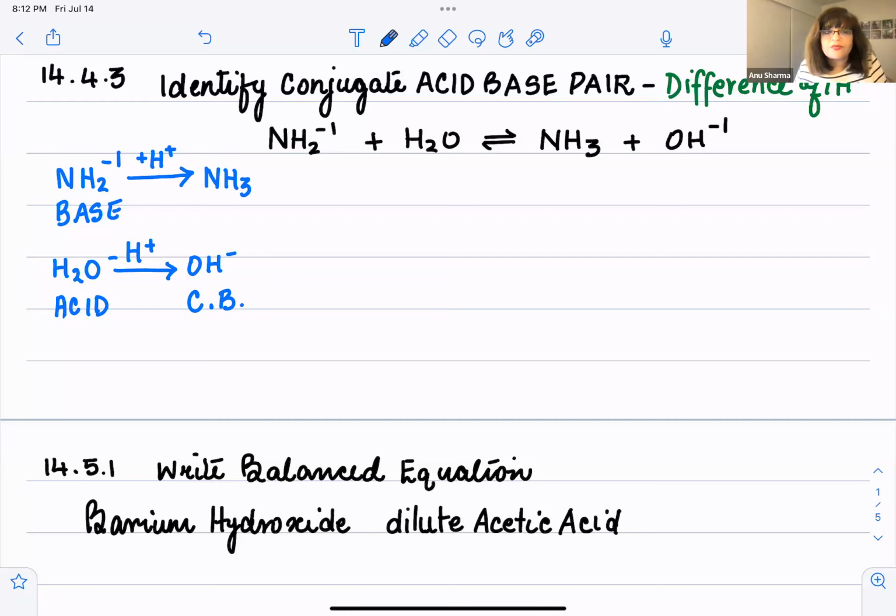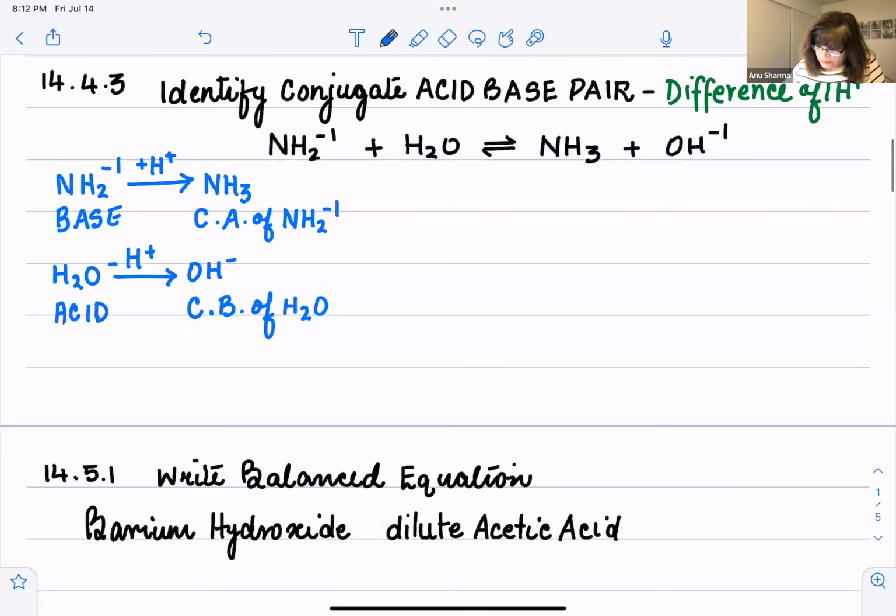For NH2 minus 1, if it's acting as a base, then ammonia is the conjugate acid of NH2 minus 1. This is the conjugate base of H2O. Okay, so this is how you're going to write the conjugate acid-base pair. This is the conjugate base. This is the conjugate acid. This is acting as an acid. And this is acting as a base. All right. So that's one thing.